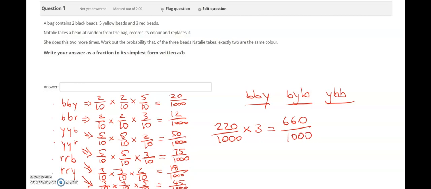We need to write the answer though in its simplest form. So I can divide both of these by 10 to get 66 over 100. Can divide them by 2 to get 33 over 50, and that's the simplest form. So I'll write this as 33 over 50.